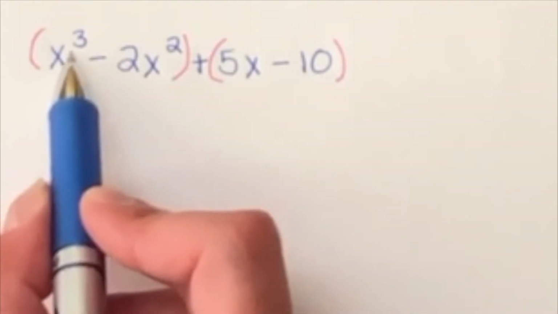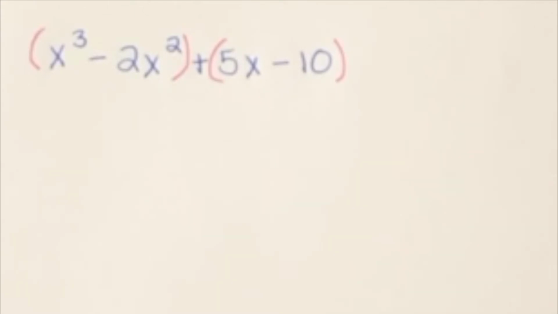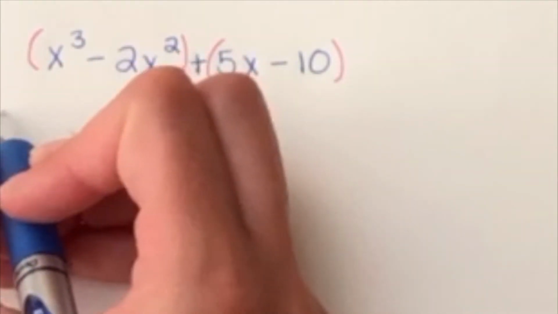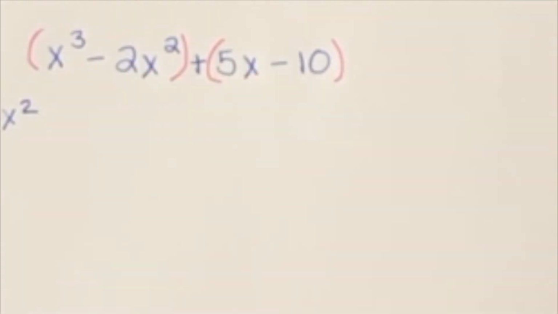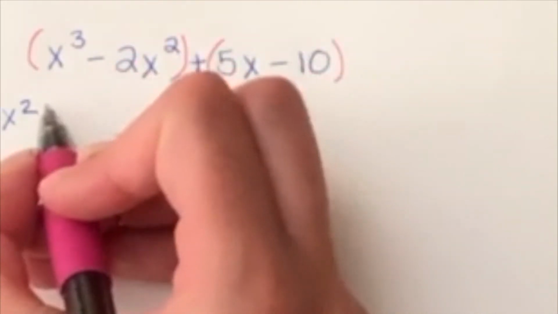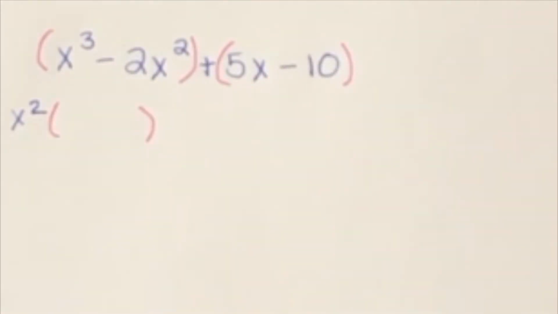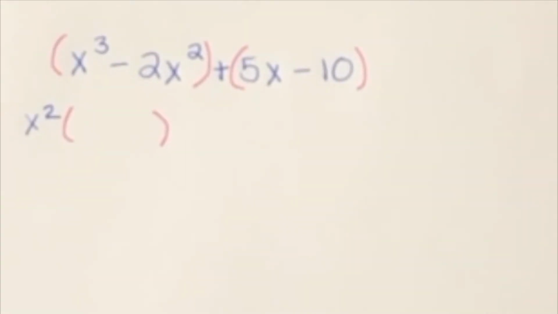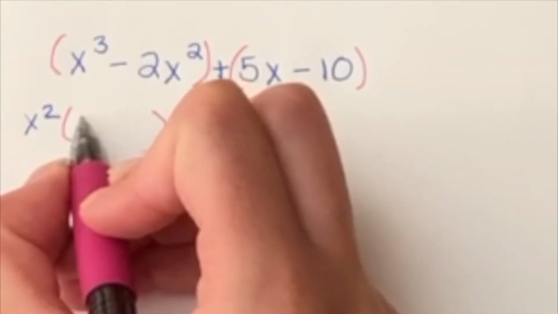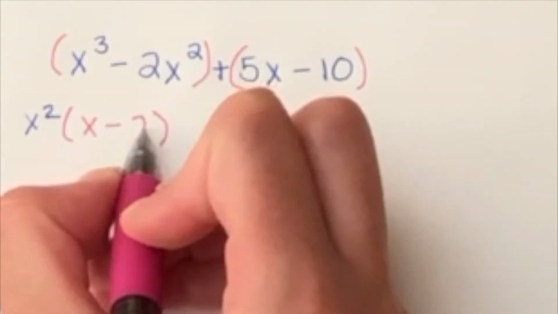So when I think about x cubed and negative 2x squared, I know that I can pull out x squared. I can pull an x squared out of x cubed, and I can pull an x squared out of negative 2x squared. But I can't pull any whole numbers out other than 1. So that must be my GCF. So then inside of a set of parentheses, I'm going to put what's left after I pull out that x squared. So after I pull out that x squared, I'm left with x minus 2.